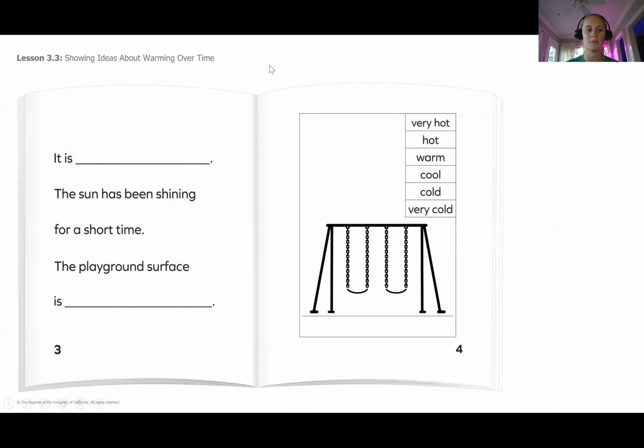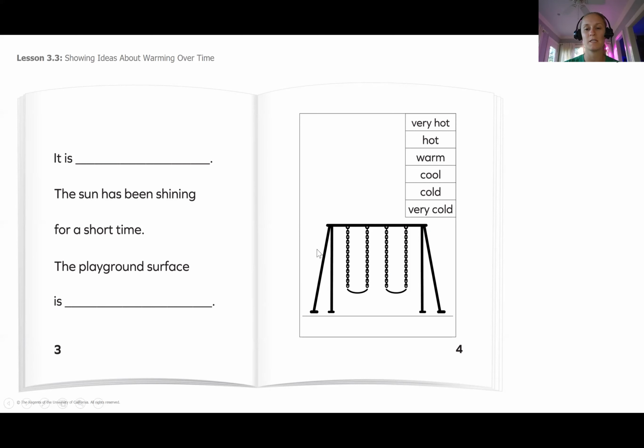Here's the next page. It is blank. The sun has been shining for a short time. The playground surface is blank. Think about a time of day where the sun has not been shining for a very long time. It's just a short time that the sun has been out. What time of day do you think that is? Probably morning time. You're going to want to write morning time on this line.